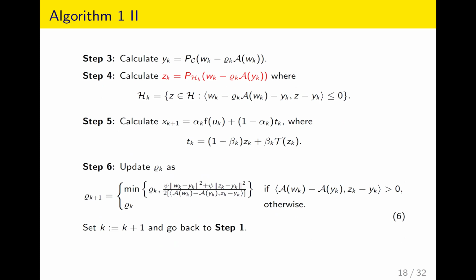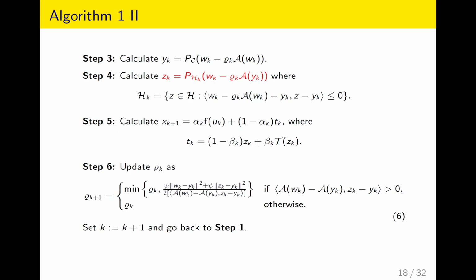Then we use a viscosity term, where xk plus 1 is equal to alpha of k times f of something plus the remaining term, and f is the contraction here. And then step 6 is to update the step size, which depends on the calculation of values of the operator at different points like wk and yk.